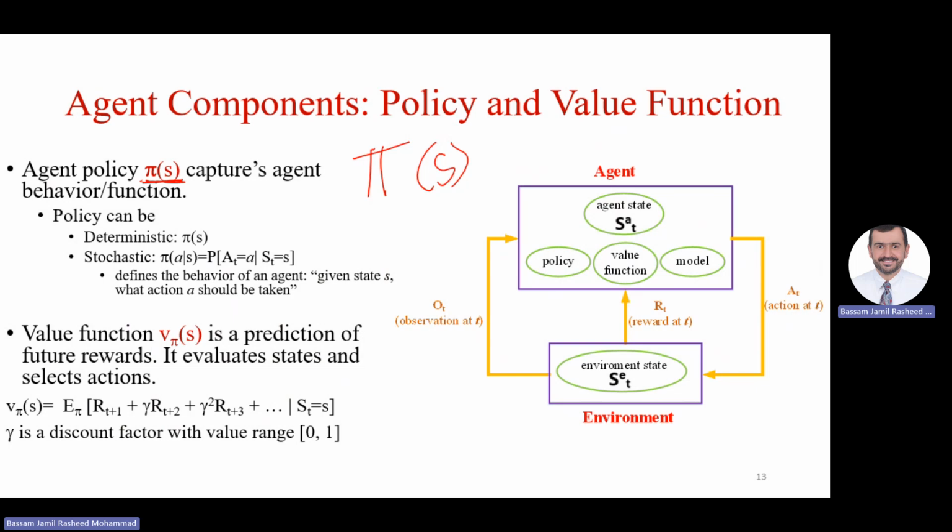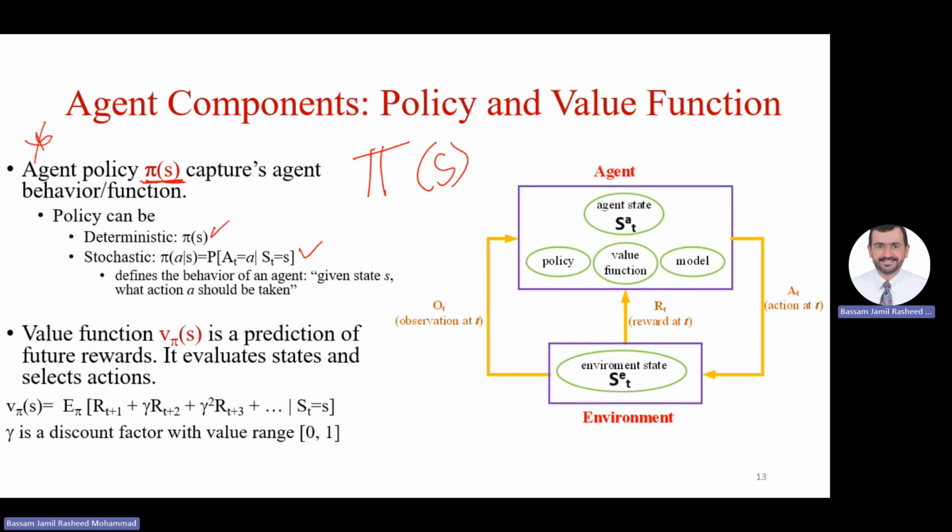So the policy can be deterministic or stochastic. For example, I can tell you you can take a step front or right, with equal chances, or you can take a step forward with this probability, and take a step right with this probability. It can be stochastic. So this is what we call the agent policy.